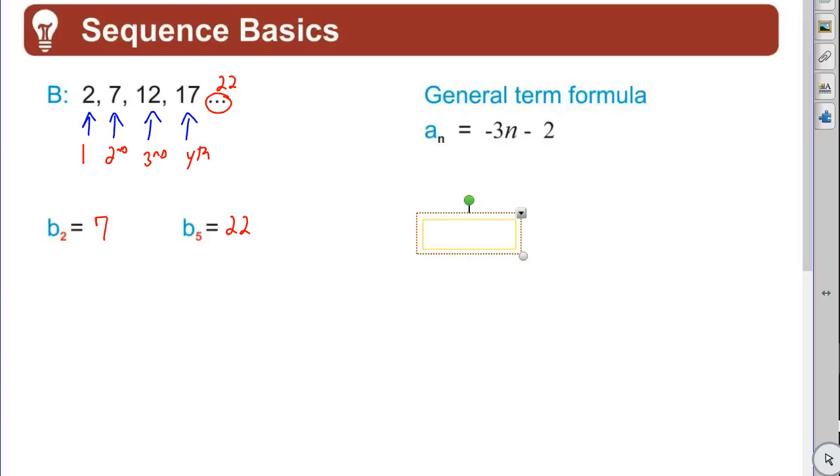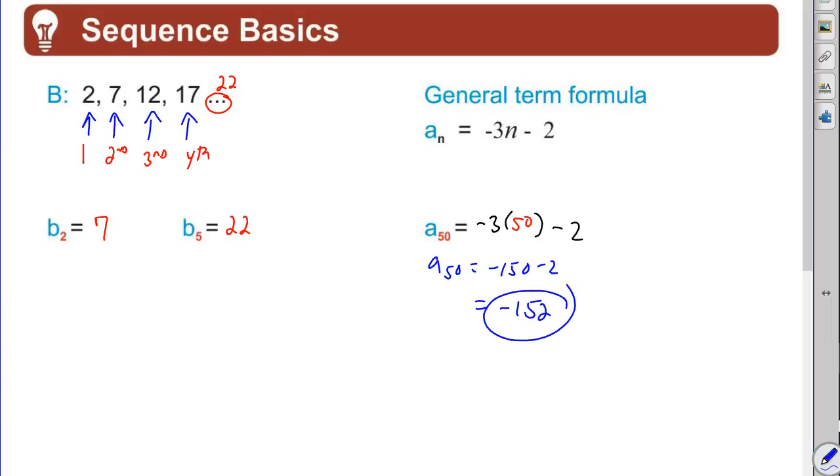So when they give you a question like this, a sub 50, they want to know the 50th term. Well, it's really easy to do if you have the general term formula, because the n is the 50. I need the 50th term. So all you do is sub in 50 for the n. Now I'm able to figure out that a sub 50 is a negative 150 and a negative 2, grand total negative 152. What's the 50th term? Negative 152. How did I figure it out? By subbing in 50 into the general term formula. Hey, some sequence basics. We'll add to it each chapter this year.